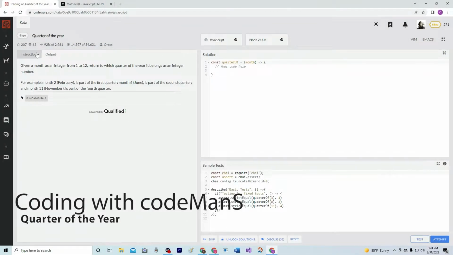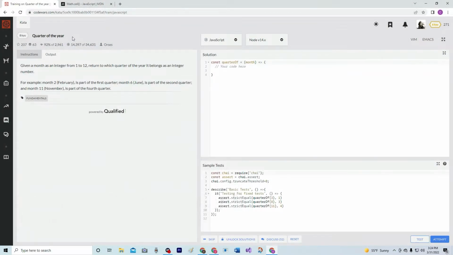All right. Now we're doing 8Q quarter of the year. This one's by Orses. 92% of the people like it. Given a month as an integer from 1 to 12, return which quarter of the year it belongs to as an integer number.